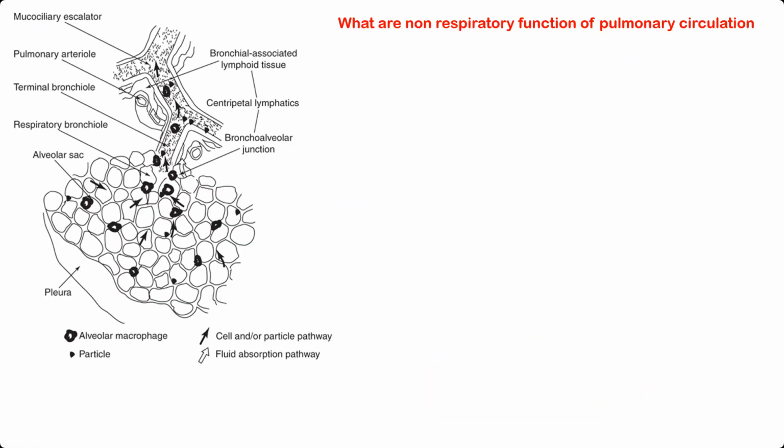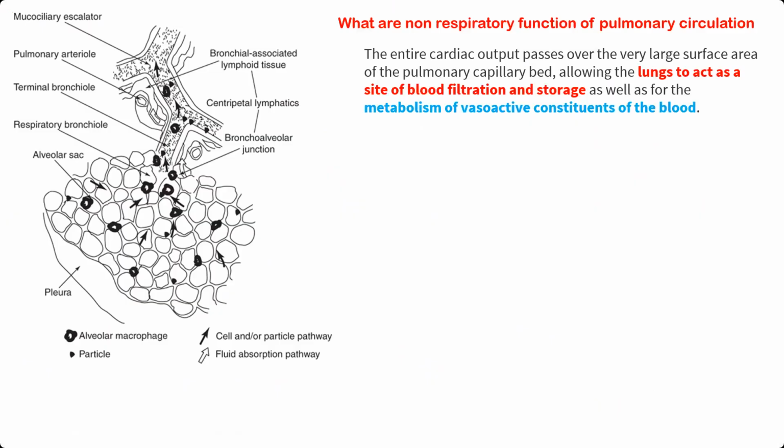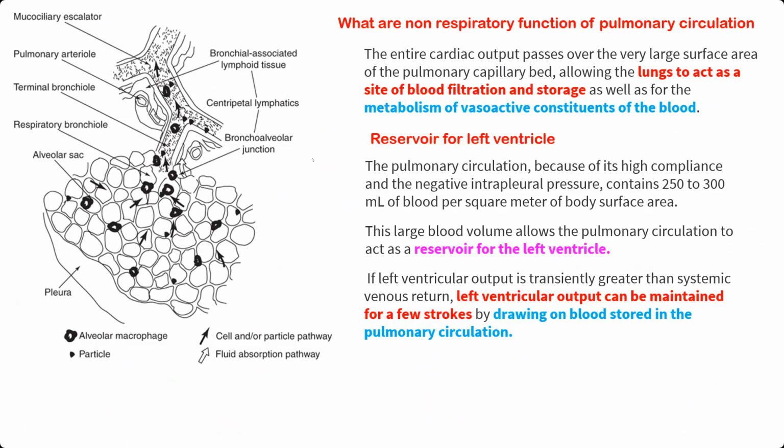And this is another picture to show the same thing. And one important function is as a reservoir of blood for the left ventricle. What we saw earlier is the function of the alveoli and other lung tissues, non-respiratory function. And there are some non-respiratory functions of the pulmonary circulation also. One is the filtration of all the materials that are coming, preventing them from going to the systemic circulation, and metabolism of vasoactive constituents, and acting as a reservoir for the left ventricle.